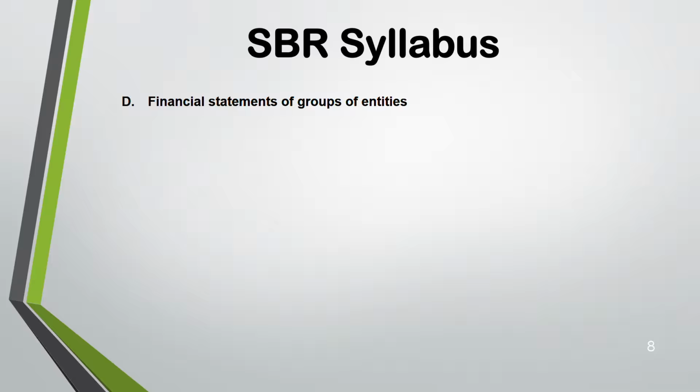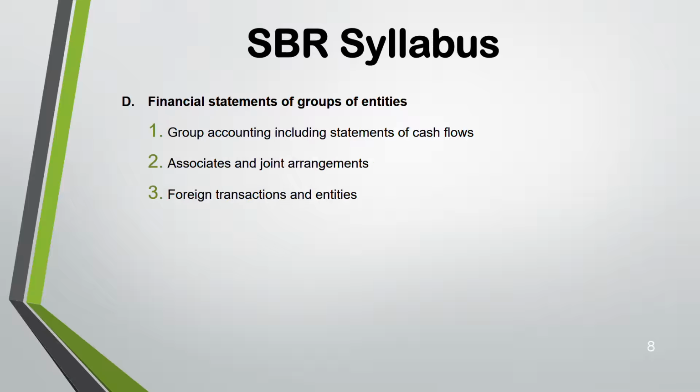So then section D, it's about group statements. So we are going to have statement of cash flows, associates and joint arrangements. By the way, for associates and joint arrangements, we have IAS 28 and IFRS 11, and cash flows is IAS 7. Foreign transactions and entities, we have IAS 21.